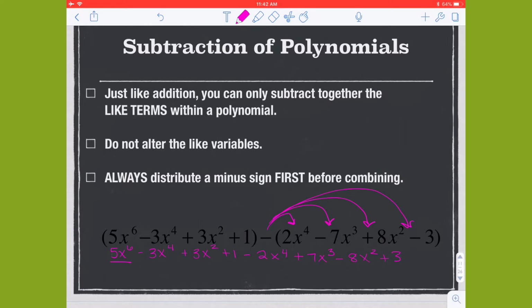and then I'm going to underline terms that are like. So 5x to the 6th, 2 underlines under my 4th degree, 3 underlines under my squared. I'm going to circle my constant terms and square my 3rd degree. And so that gives me 5x to the 6th, and then I have minus 5x to the 4th, and then I have plus 7x to the 3rd. I have minus 5x squared, and I have a positive 4. All right, and that's all you have to do when you subtract polynomials.